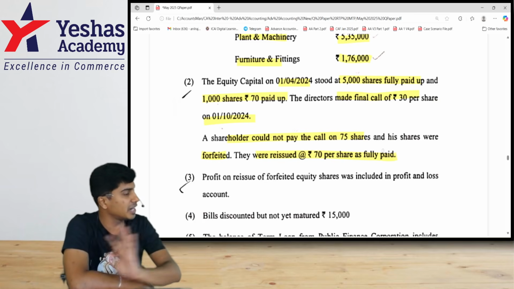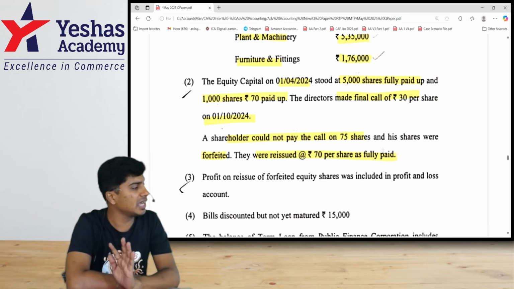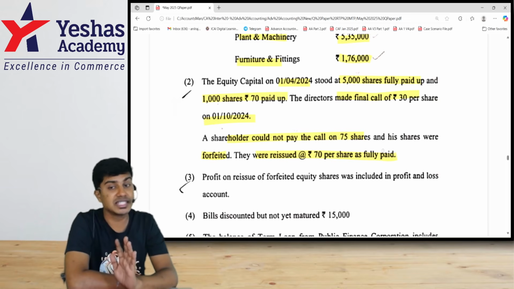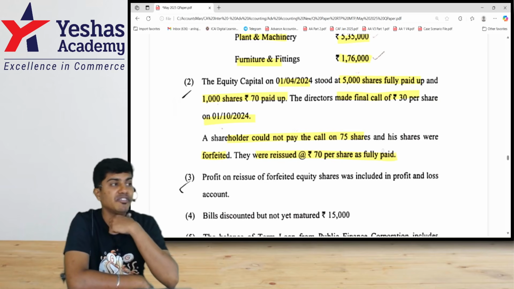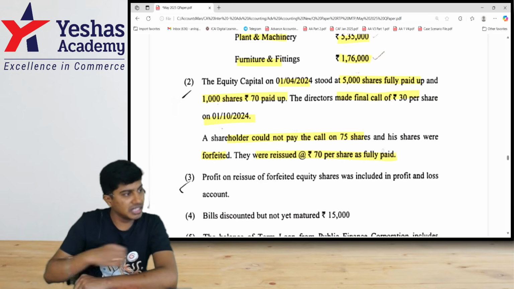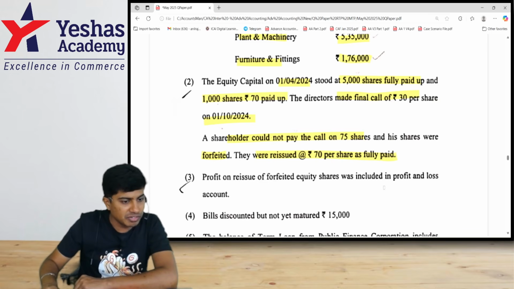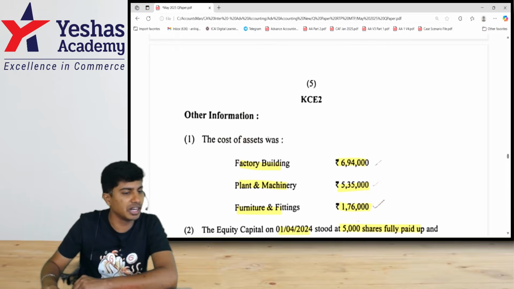They're not asking us to write journal entries. They want us to prepare only the balance sheet. How many shares? 75 shares. How much profit per share? 40. 75 into 40, 3,000 rupees is profit. What have they done? The profit on reissue of forfeited shares has been included in P&L. That is a mistake which we should rectify.